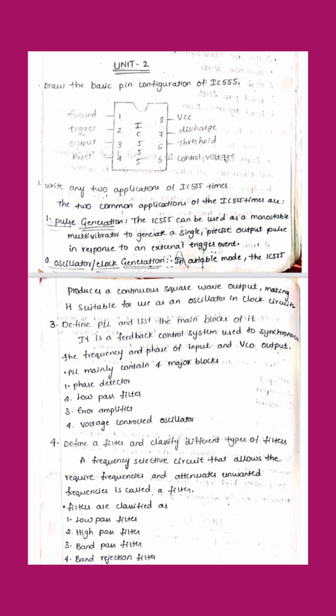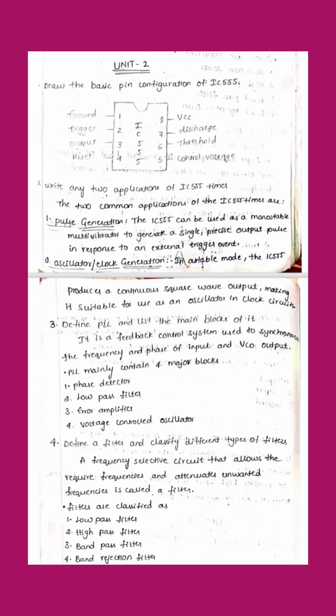Question number 1. Draw the basic pin configuration of IC 555. You know IC 555 timer is an 8-pin IC. First pin is ground and 8th pin is VCC, and pin number 2 is trigger input, third pin output, fourth pin reset pin, fifth control voltage, sixth threshold pin, seventh discharge pin and eighth, as I mentioned, VCC.